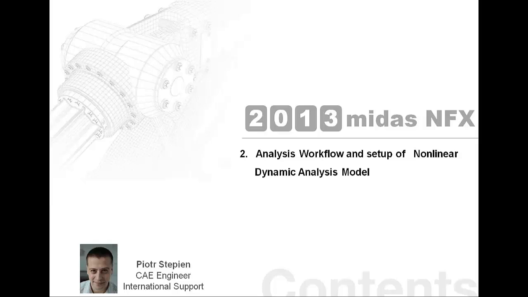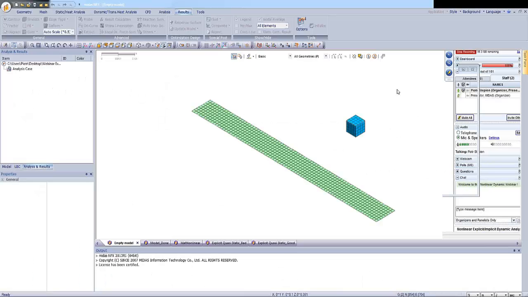Okay, now I will show you an example of how to use midas NFX in implicit dynamic problems. I will switch to the software. You see a simple model which consists of a plate and a block. We will start to add parameters to this model, and we will perform a free fall example. This example will show you a slow dynamic problem.